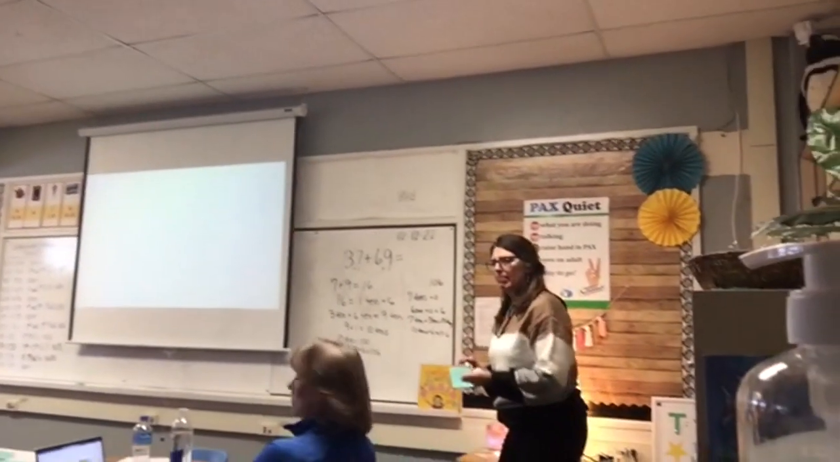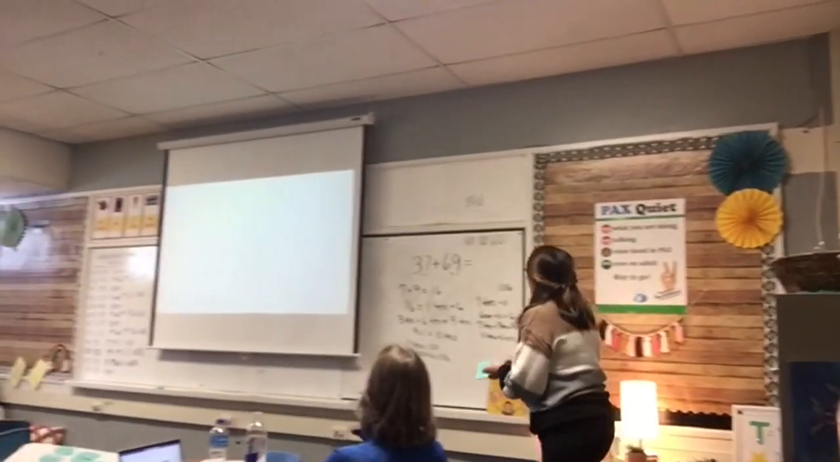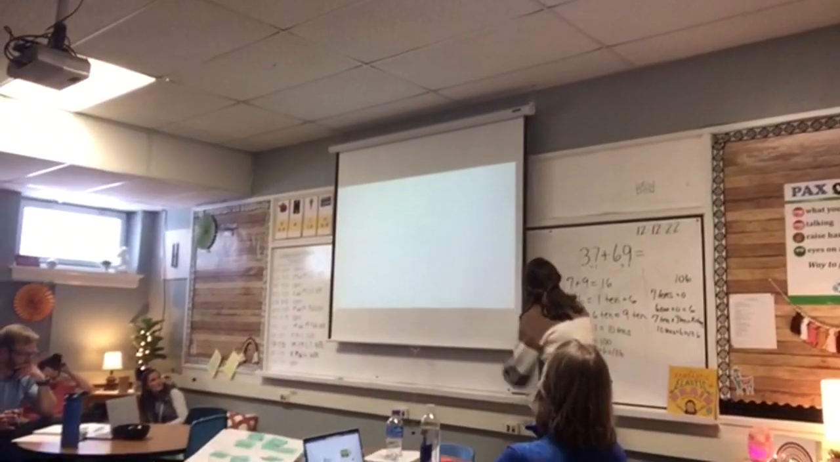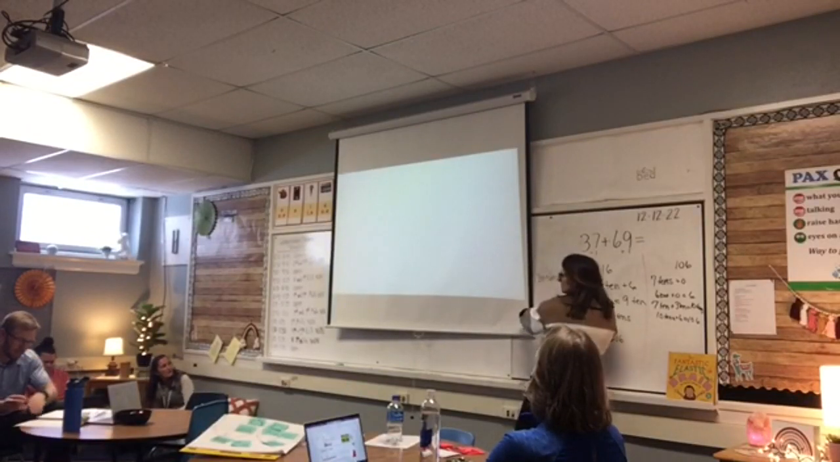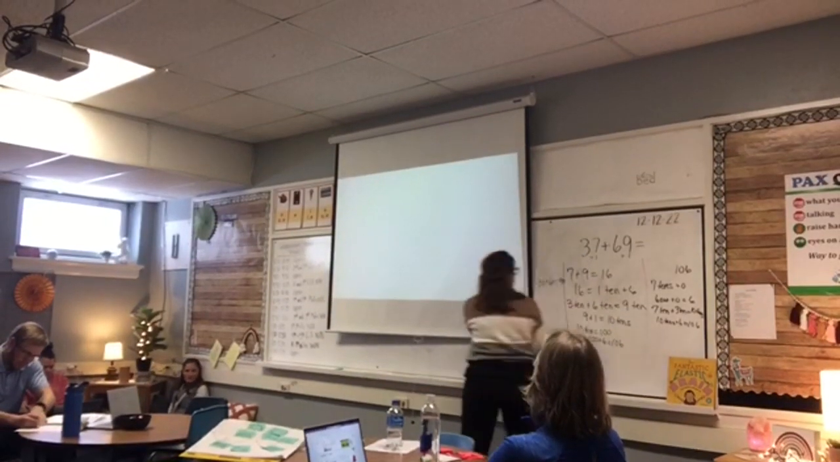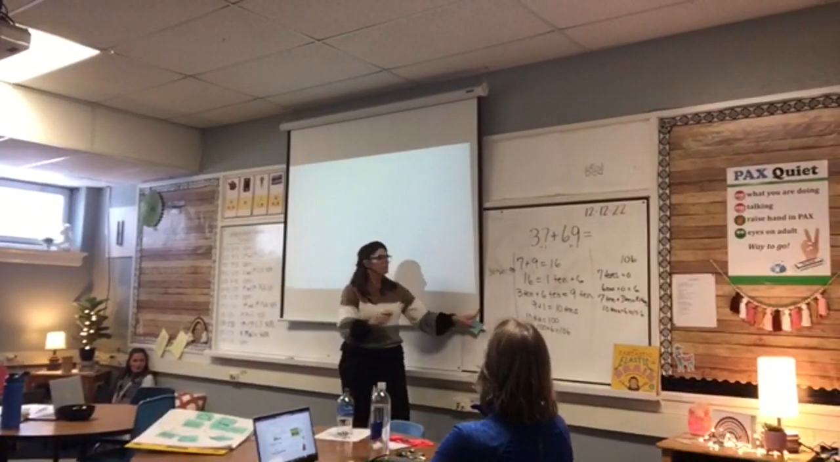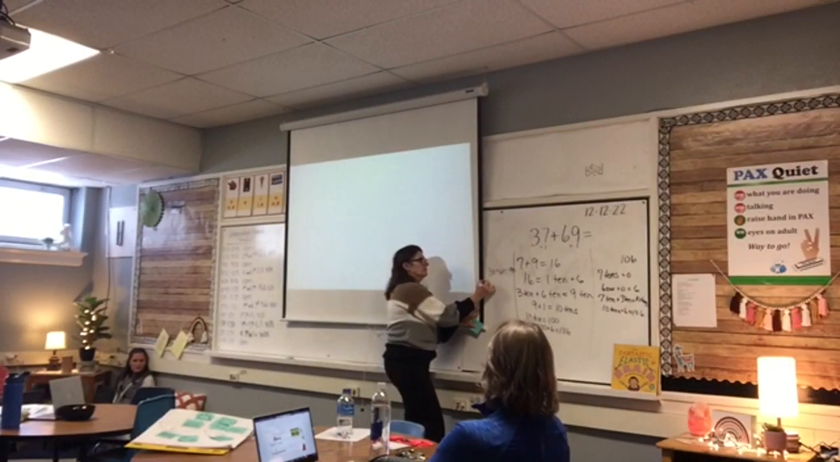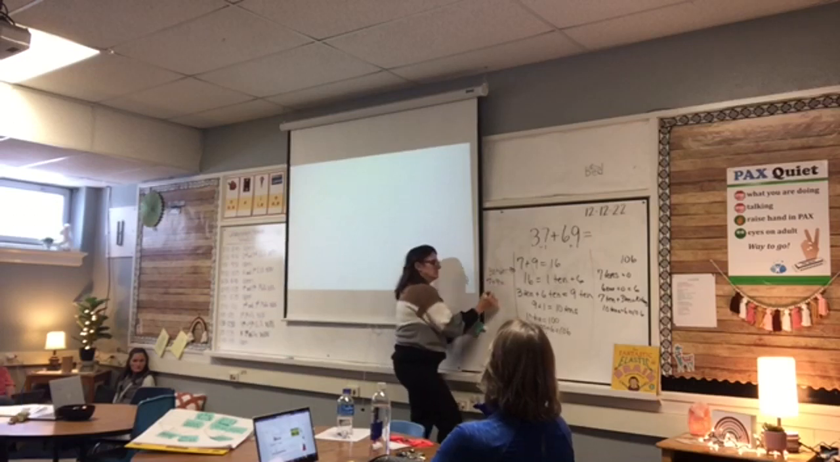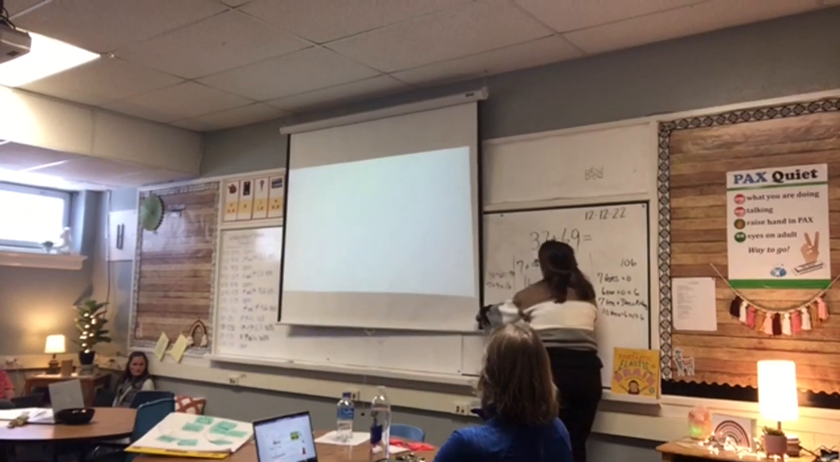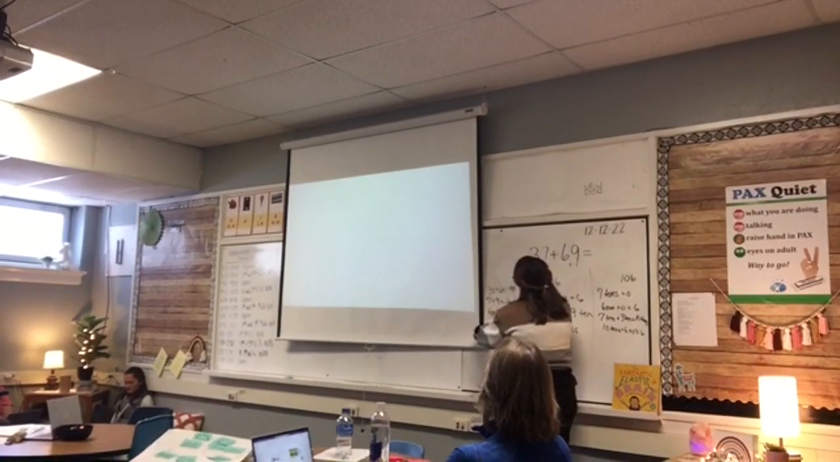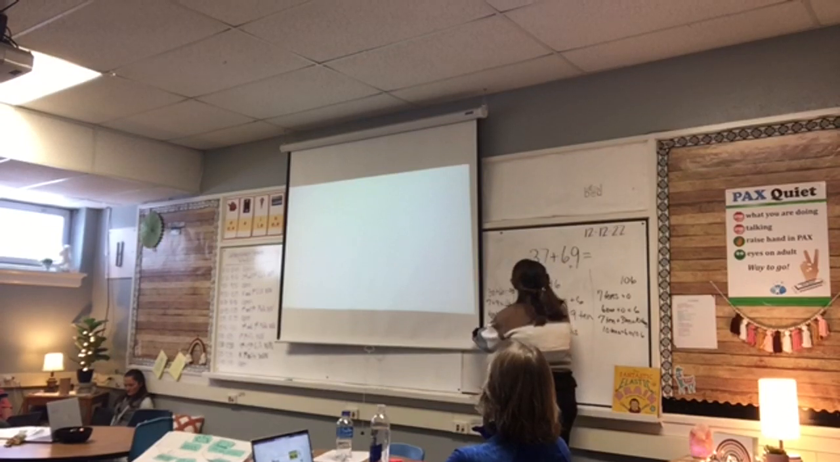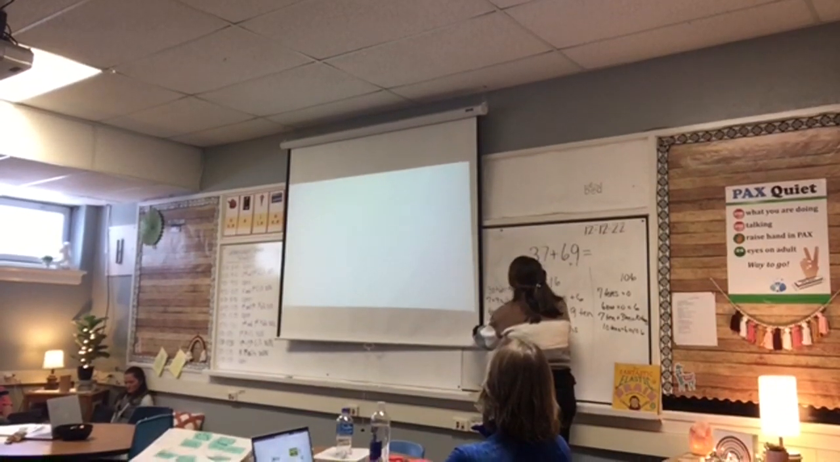Okay. I took my tens first. I added 30 plus 60. Okay. You guys might not be able to see over there. And I got 9 tens and 90. Okay. And then I took my ones and I added my 7 plus 9 is 16. Okay. And 16 has 10 in it. So I added that to the 90. That is 100. And then I had 6 ones left. So, and added those together.